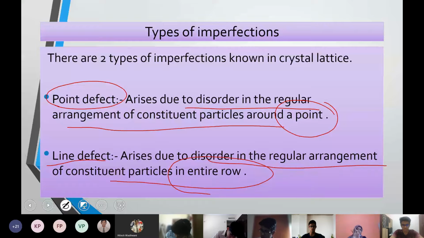If the problem is located in only certain points of a crystal, that is a point defect. Line defect means the entire row has a dislocation or imperfection in the arrangement. That is what comes under line defect. So imperfections or defects in solid crystals can be classified into two: first is point defect and the second one is line defect. Am I clear?